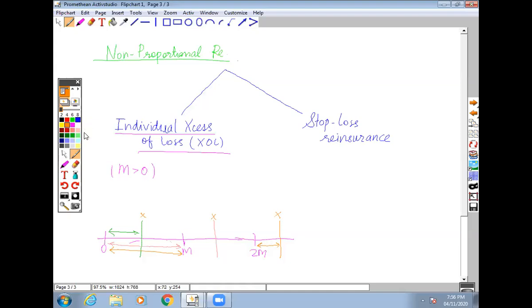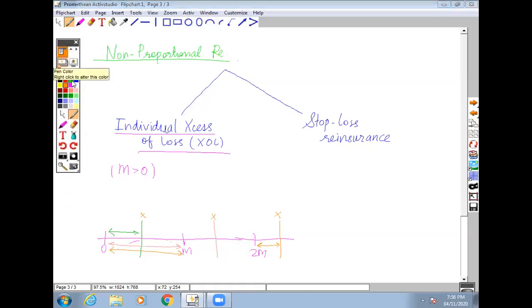So what's happening here in individual excess of loss? They're just giving you a particular limit up to which they will incur the losses from each of the claims that are incurred. And if it doesn't go beyond that limit, then there's no role that they play. So again, if I were to write the distribution of, let's say, Y, maybe we can do that now.